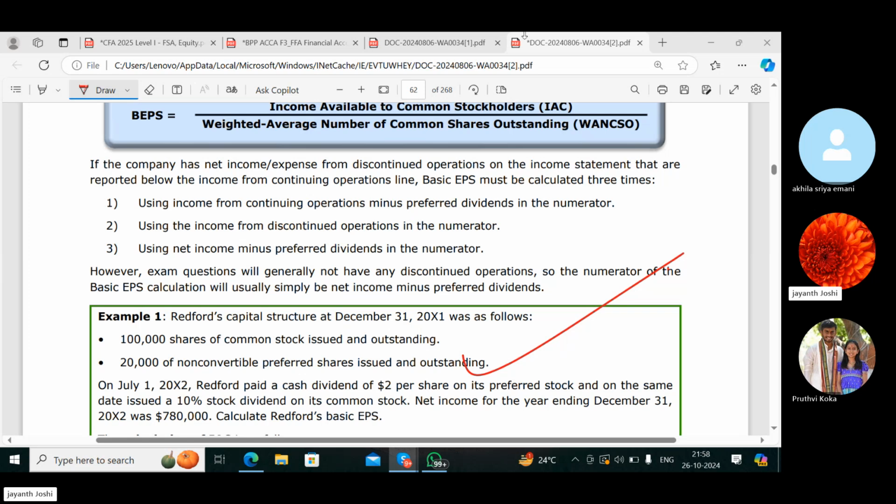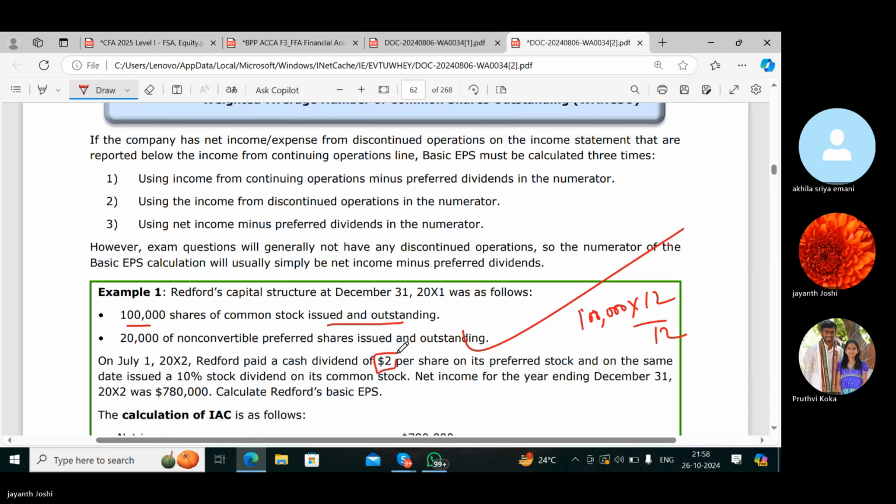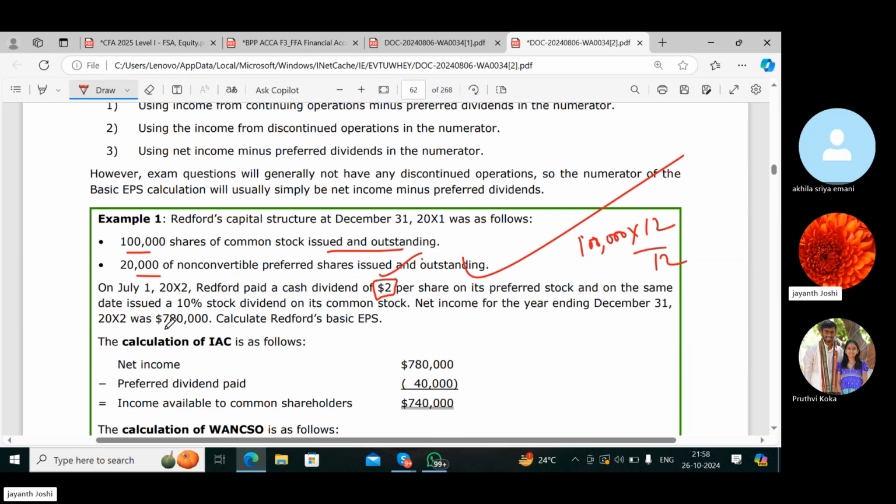Okay. So Redford's capital structure at December 31st, 2001 was as follows. 100,000 shares of common stock issued and outstanding, so this is from the beginning. 20,000 non-convertible preferred shares issued and outstanding, which are giving how much dividends? 20,000 shares, $2 per share dividend. So it becomes 40,000. So out of this, what is the income we have?